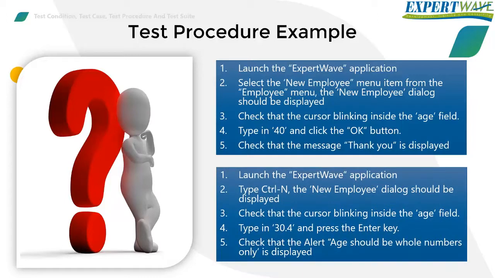Another test procedure for the 30.4 test case might look like this. Launch the ExpertWave application, type Ctrl-N, and the New Employee dialog should be displayed. Check that the cursor is blinking inside the age field, type in 30.4 and press the Enter key. Check that the alert "age should be whole numbers only" is displayed. You can notice an extra point here. We changed the way we do things whenever we can. To trigger the New Employee menu item in the first test procedure, we clicked on the menu, and in the second test procedure, we used the shortcut. Same thing for triggering the OK button.